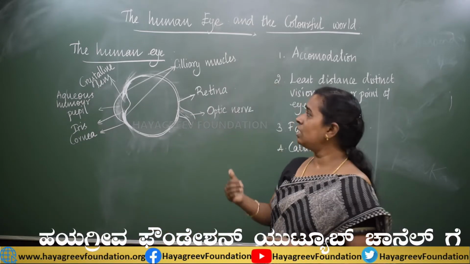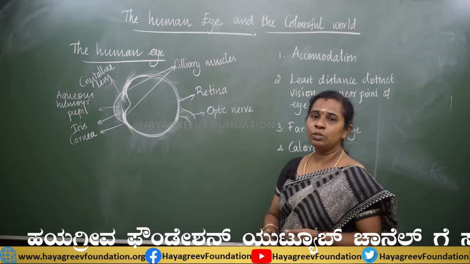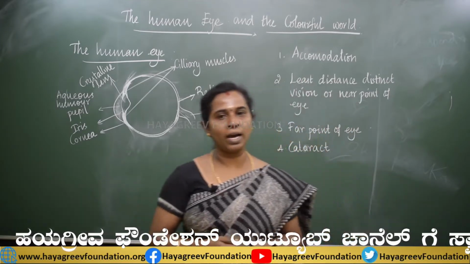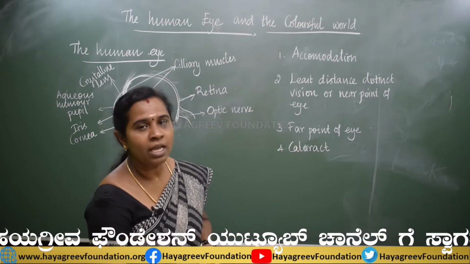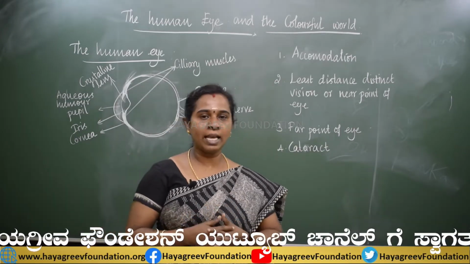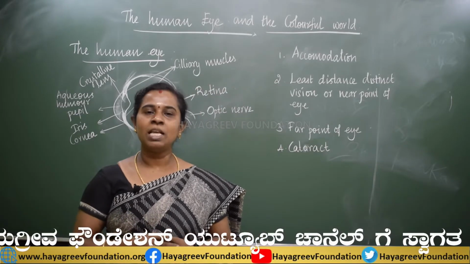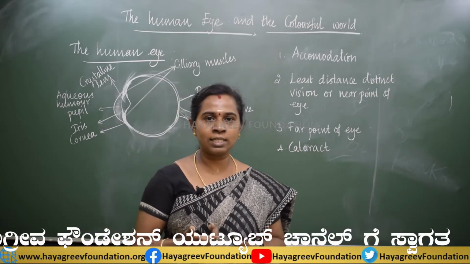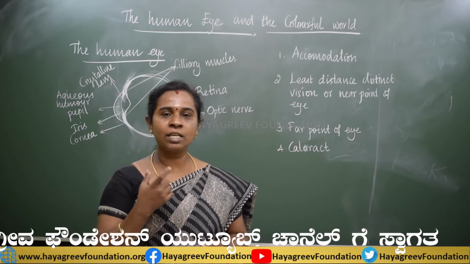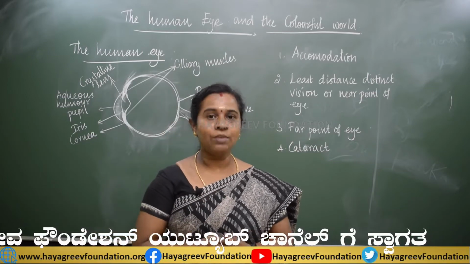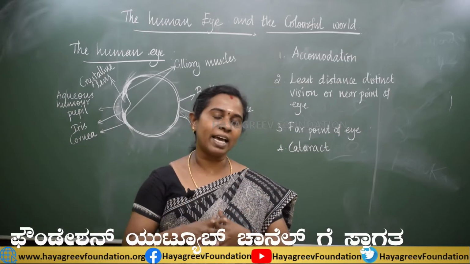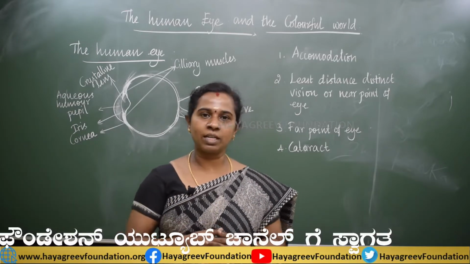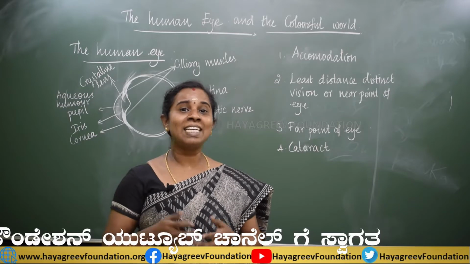Next, an important topic I am going to explain: accommodation of the eye. What is meant by accommodation of the human eye? Already I said the eye has ciliary muscles. The function of the ciliary muscles is to adjust the focal length of the eye lens. When we want to see a long distance object, we will widen our eye. When we widen our eye, the ciliary muscles get relaxed.